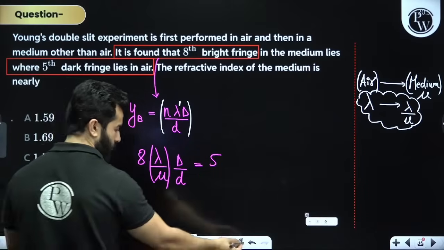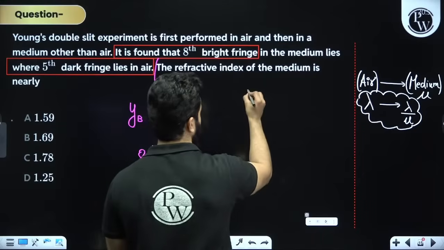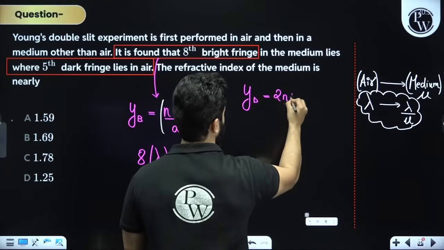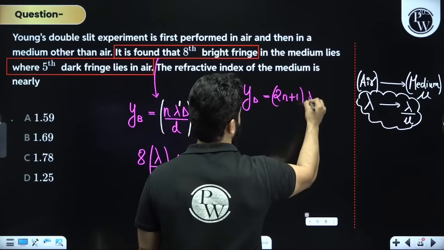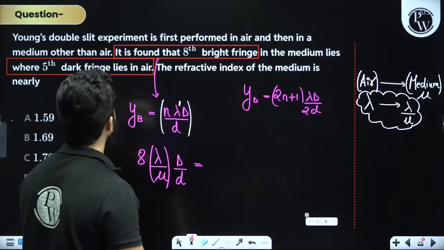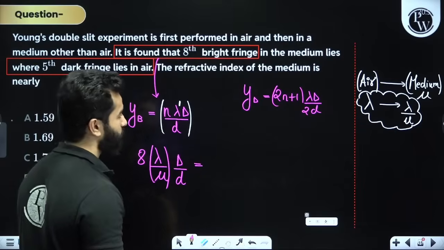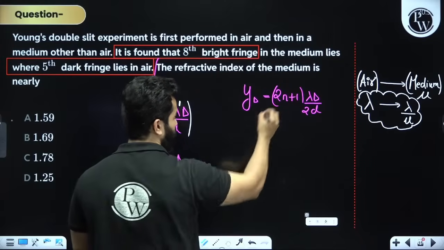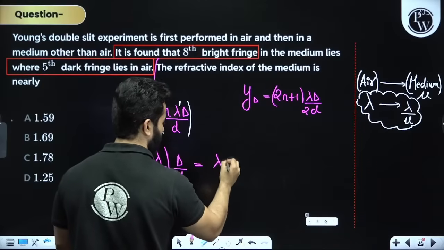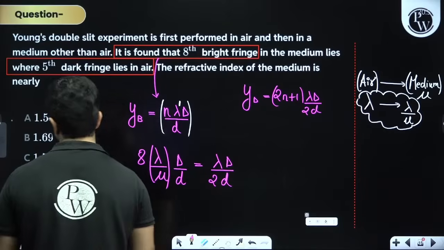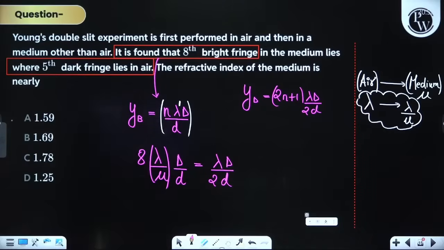So for the dark fringe, 2n plus 1 lambda capital D by 2d, right? Hopefully everything is clear. So you are going to take n equal to 0, so you are going to write it down as lambda capital D divided by 2 into d. Please solve and I'll tell you the answer, and let me know if you have any doubt.